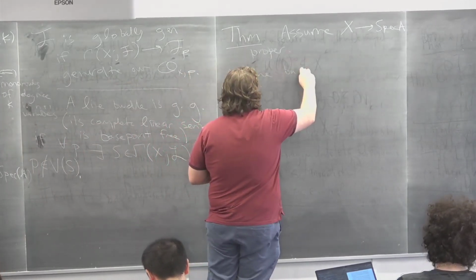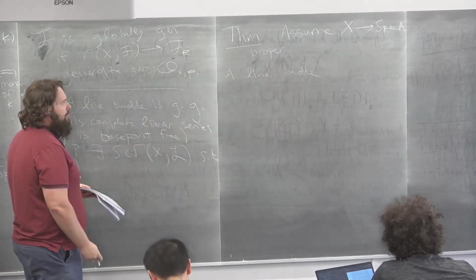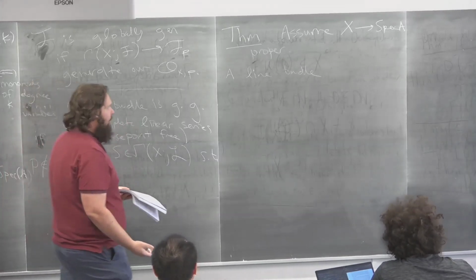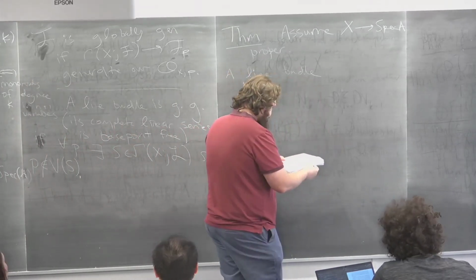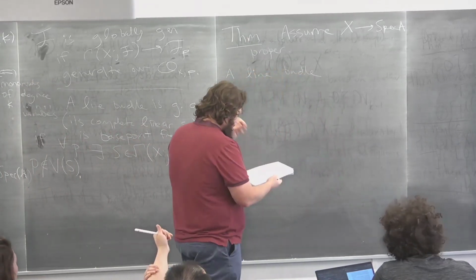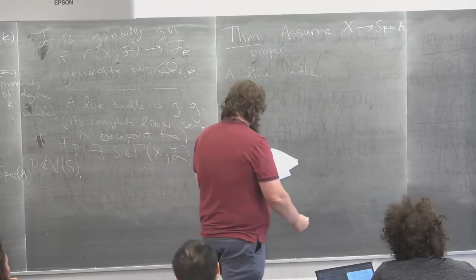A line bundle, and I'll just note we haven't proven this, but the fact that this is proper shows that sections of any line bundle on X is finitely generated over A. That's a non-trivial theorem about proper maps. So you should just imagine whenever I take sections of a line bundle that it's actually finitely generated over A.